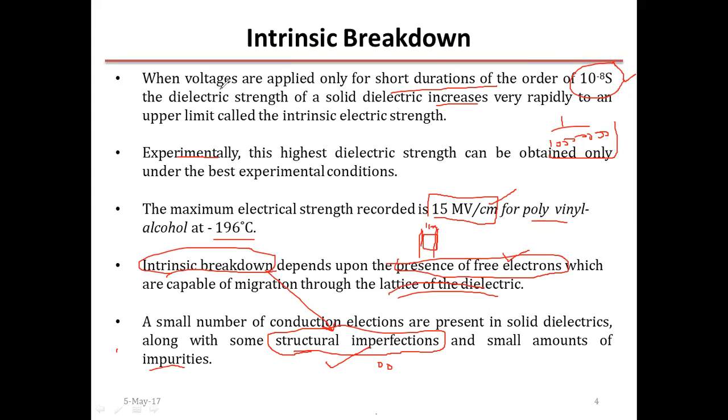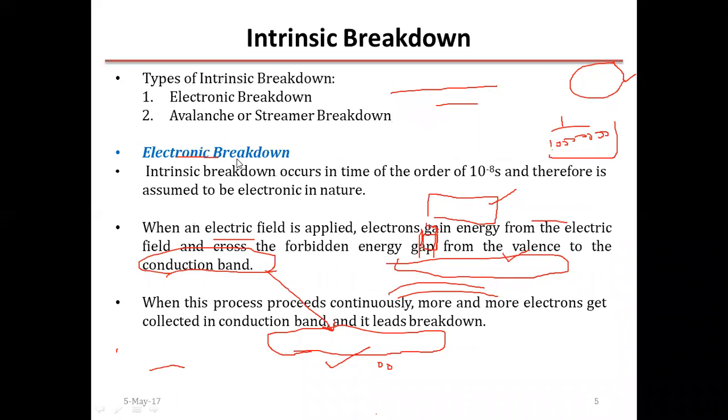Okay, now we have two types of intrinsic breakdown. The intrinsic breakdown may be because of the electronic breakdown and the avalanche or the streamer breakdown.